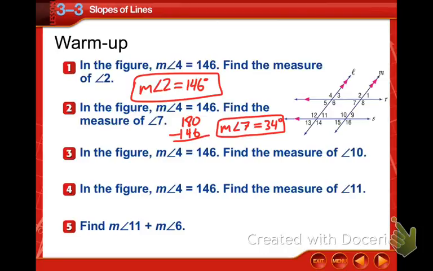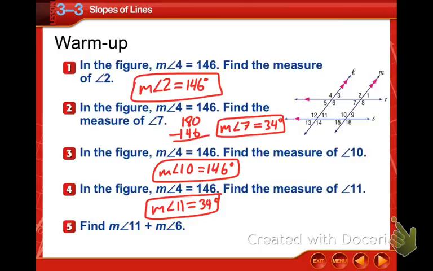Okay, so now we kind of know what all the angles are going to be here. So now angle 10 is corresponding to 2, which corresponds to 4, which means that angle 10 is also 146. And angle 11 is a corresponding angle to angle 9, which is an alternate interior to angle 7, which means that angle 11 is congruent to angle 7, and that is 34 degrees.